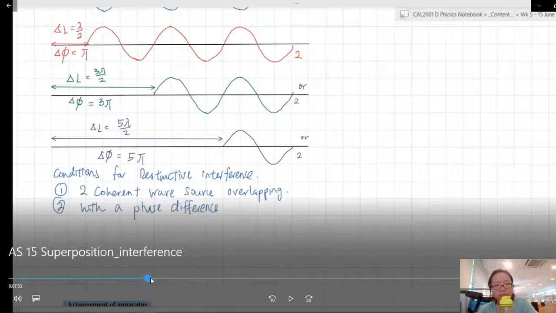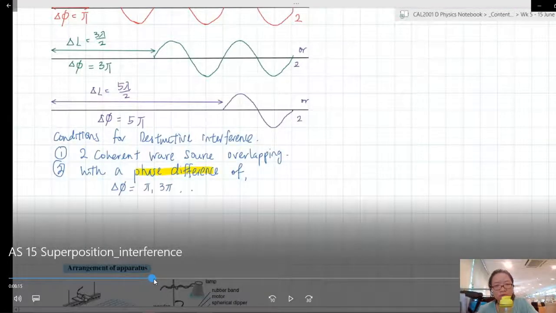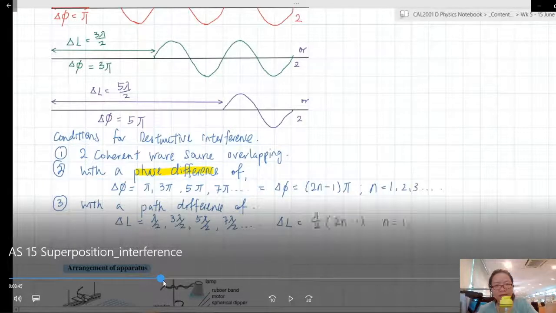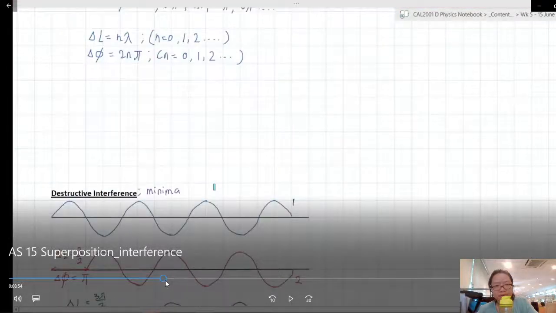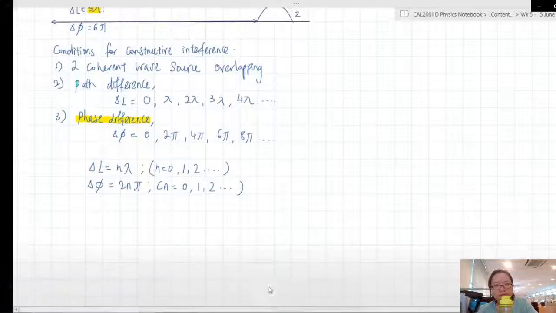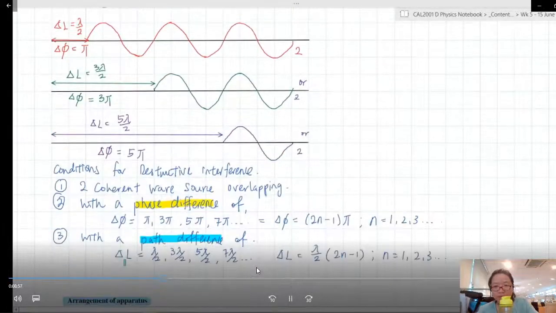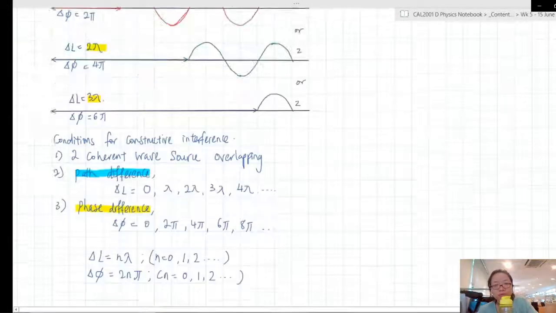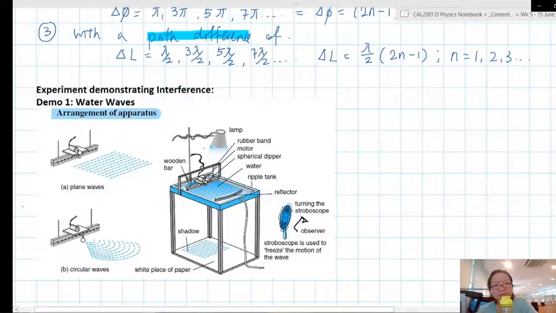Anyway, we're going to move on and look at the setup to show this constructive and destructive interference in the lab, or in a virtual lab, I guess. Alright, so again, there's path difference, there's phase difference. Just remember, we're looking in terms of cycles. That will make your life easier. Alright, so let's look at the demonstration.